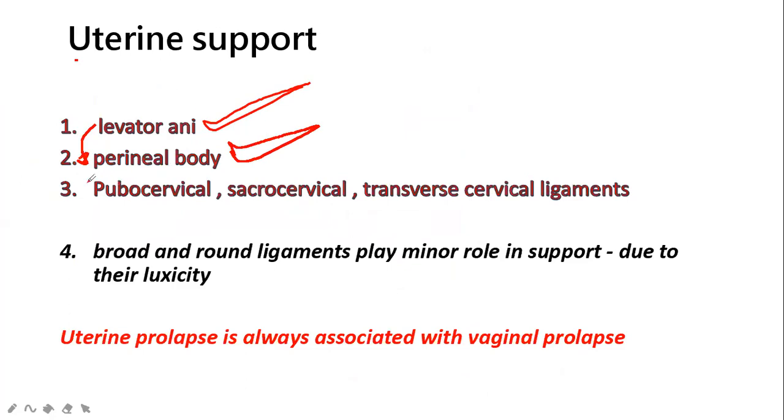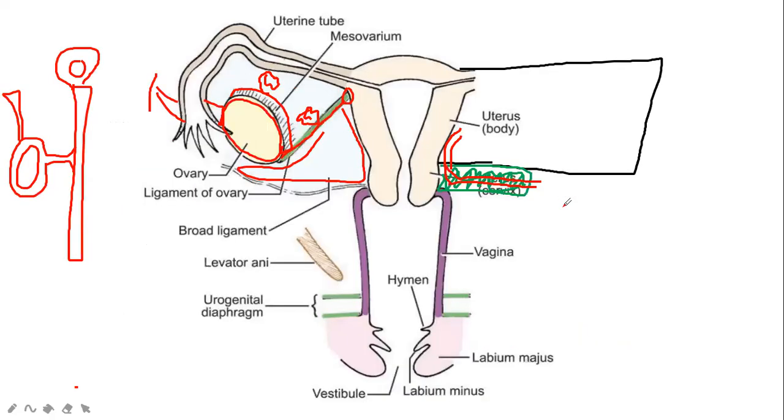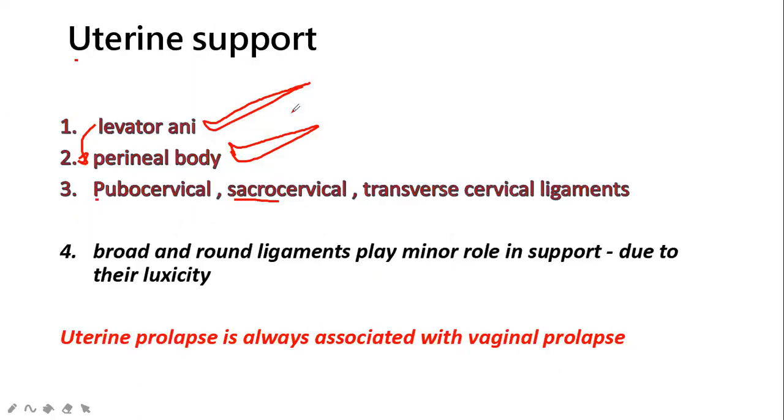And then we've got thickenings of fascia that we talked about in the previous tutorials. From the pubis, the pubocervical; from the sacral region, the sacrocervical; and from the ischium, we have the transverse cervical ligament, or what we call the cardinal ligaments. Remember, that is called the mesonephric duct. The remnants of the mesonephric duct, which are the epoophoron and the paroophoron, are within the broad ligament.